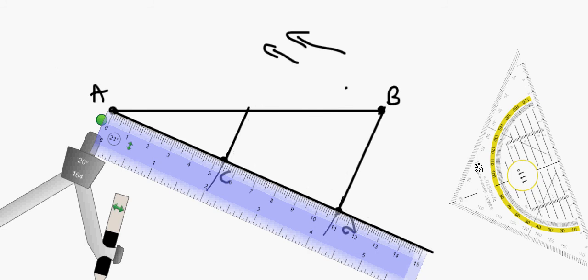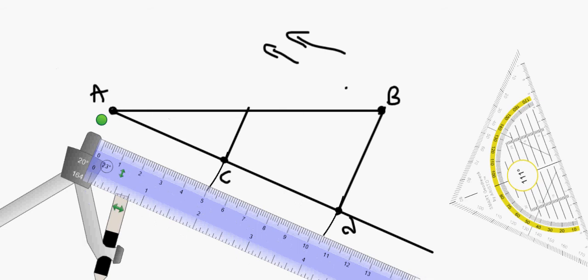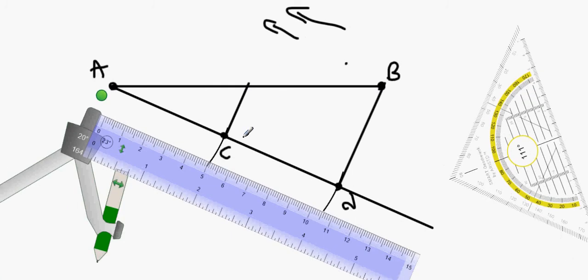That was dividing it into 2 equal segments. We're now going to do 3 equal segments. The first question was divided into 2 equal segments, and we made sure that these 2 are equal to each other. The next one we're going to do is dividing it into 3 equal segments. So what we can do with this is get rid of our workings from the last one.